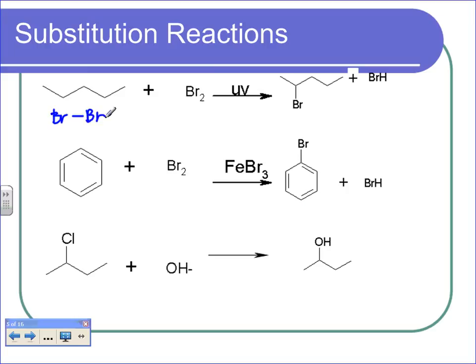And what the UV light does is it actually helps to cleave or break this bond. It breaks it, so it makes a very reactive bromine. And so then the bromine is able to bond with the hydrogen to make HBr. One of the bromine atoms will do that. The other bromine atom will attach onto the alkane.